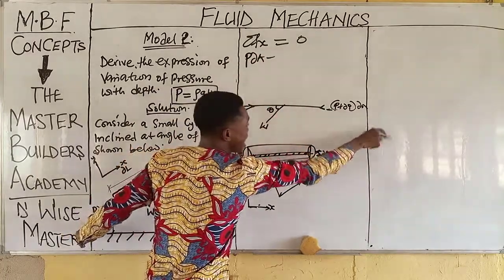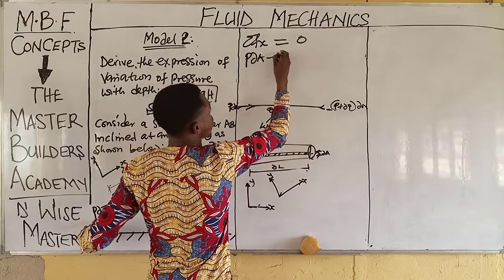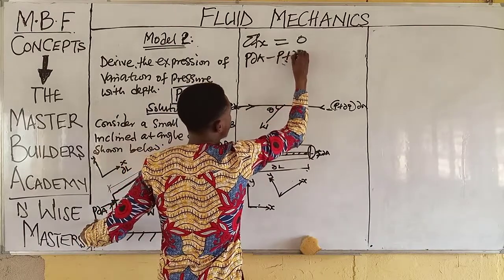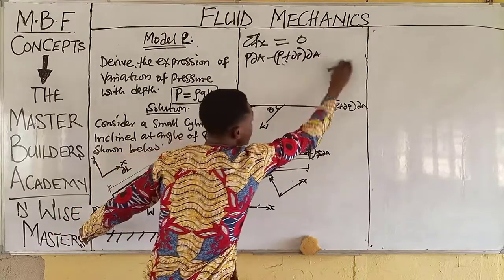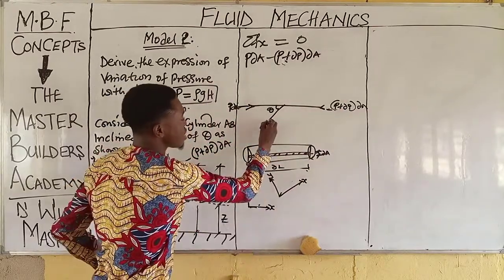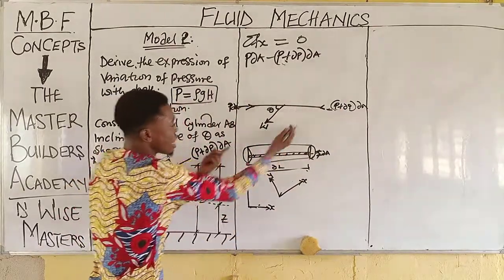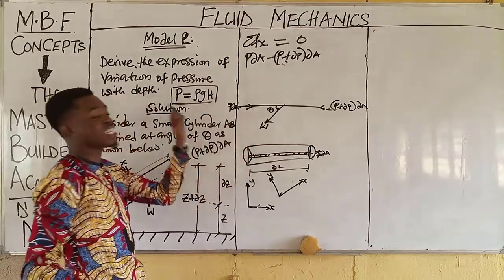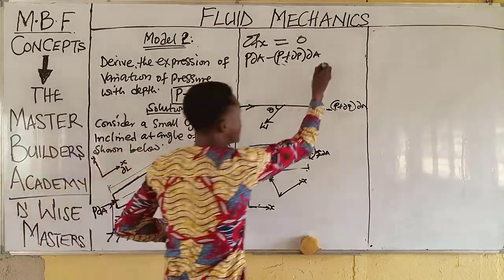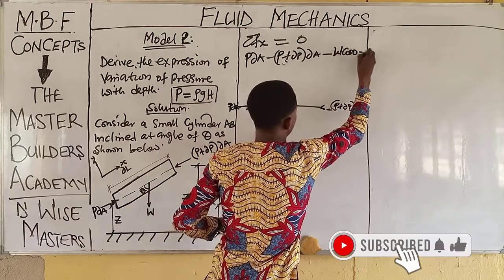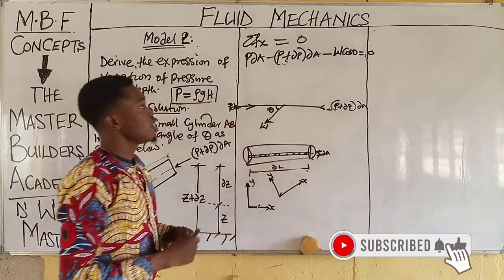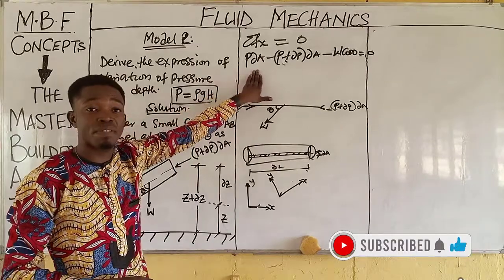But this other guy is acting towards the negative, which will give us minus P plus change in P, multiplied by the change in A. Then for this other guy, this is the direction of the arrow. So when we resolve this member, it is equally acting towards the negative direction. Then we have this as minus W cos theta equal to 0.